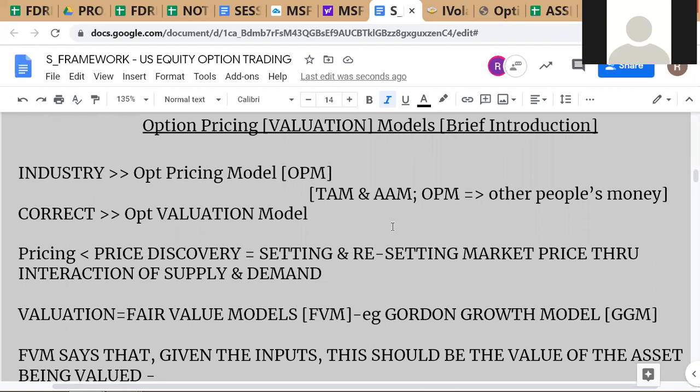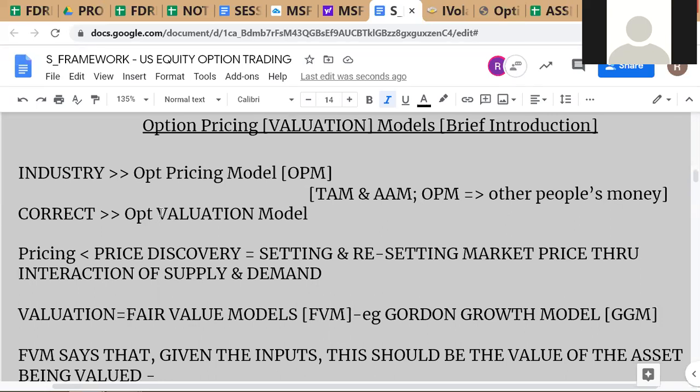Now in the industry, we use this term called OPM, option pricing model. Actually, this is not correct. It's not a pricing model, it's actually a valuation model. So you understand the difference between price and value, which we have discussed before. It's actually a valuation model, but now you can't correct industry habits.